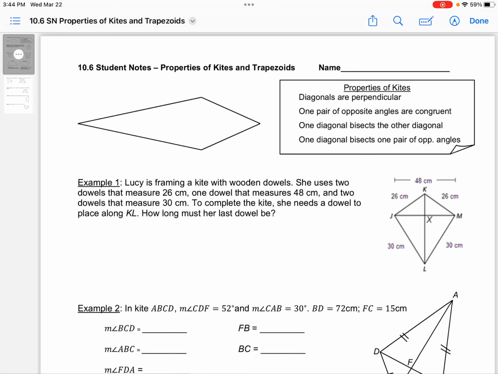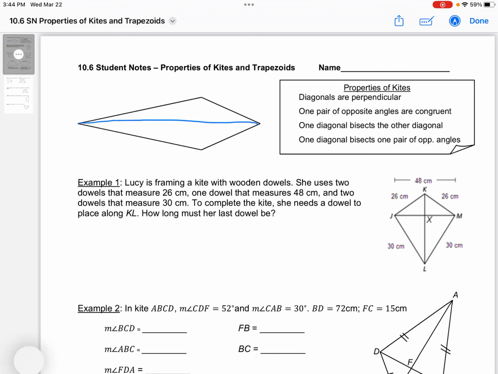Okay, and this is 10.6, so now we're going to do kites and trapezoids. So kites look like diamonds. That may be what you called them when you were in other grades, but we're going to call them kites. Here's the things about kites.